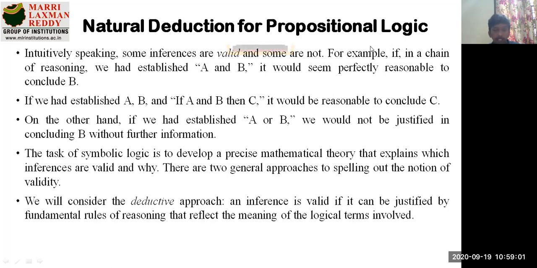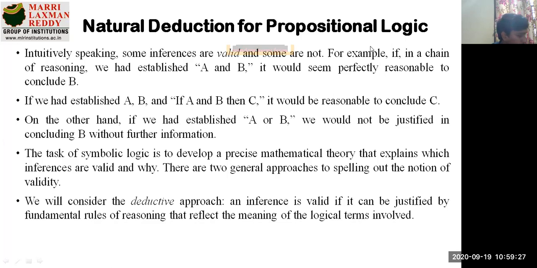We will consider the deductive approach. That is, an inference is valid if it can be justified by the fundamental rules of reasoning. That is exactly what you need to keep in mind. Any inference or conclusion or hypothesis is valid if and only if it can be justified. How can it be justified? With the previously available set of properties.